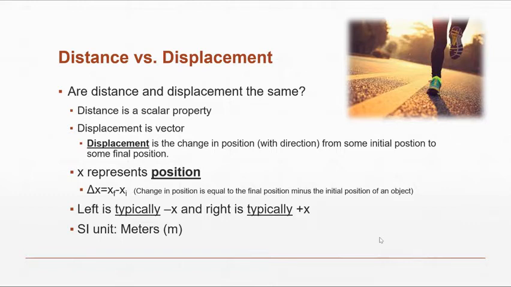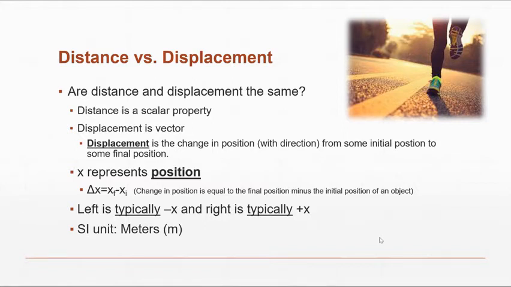What's the direction? Is it an angle? And that's what's going to be important with two-dimensional motion. So displacement is a vector quantity of distance, basically. Displacement is the change in position specific to direction, from some initial position to some final position.